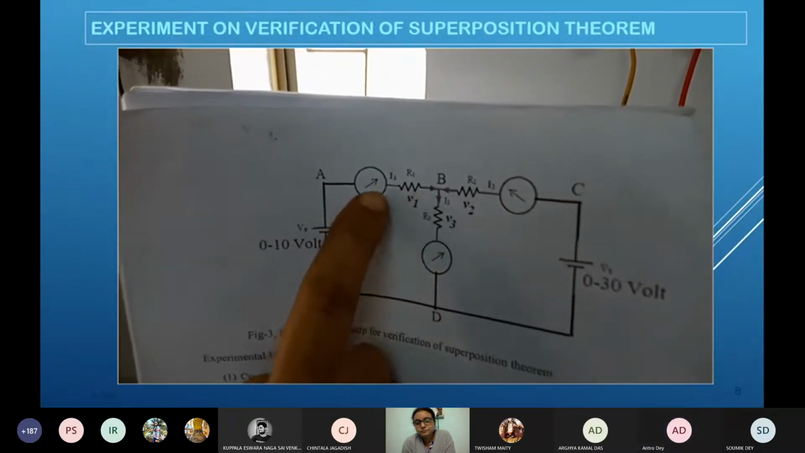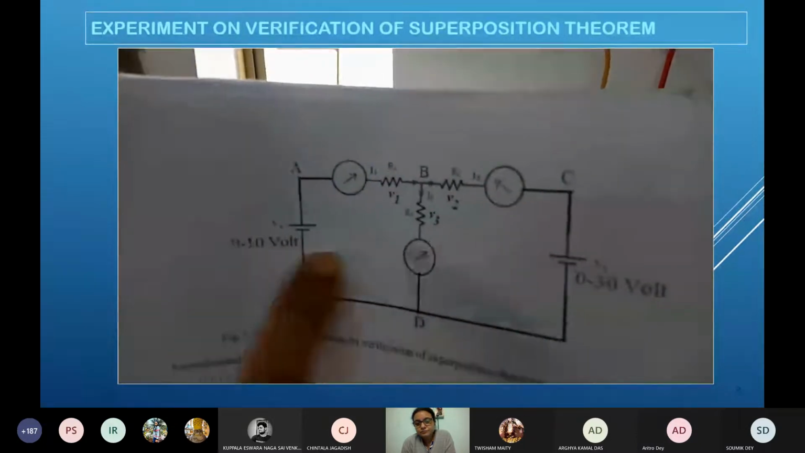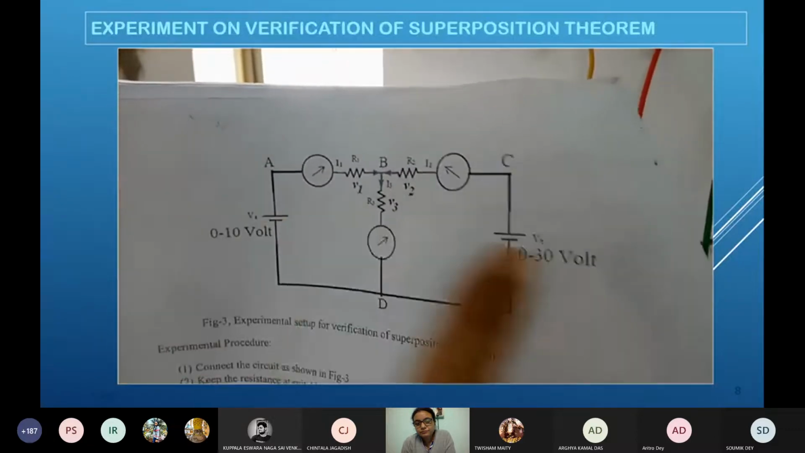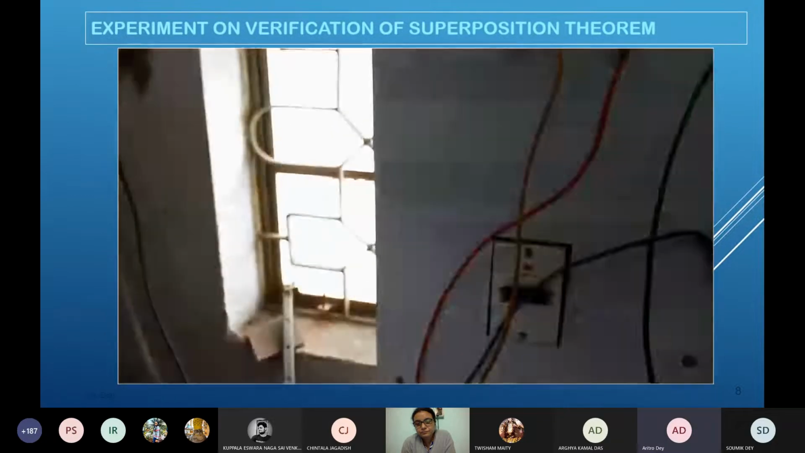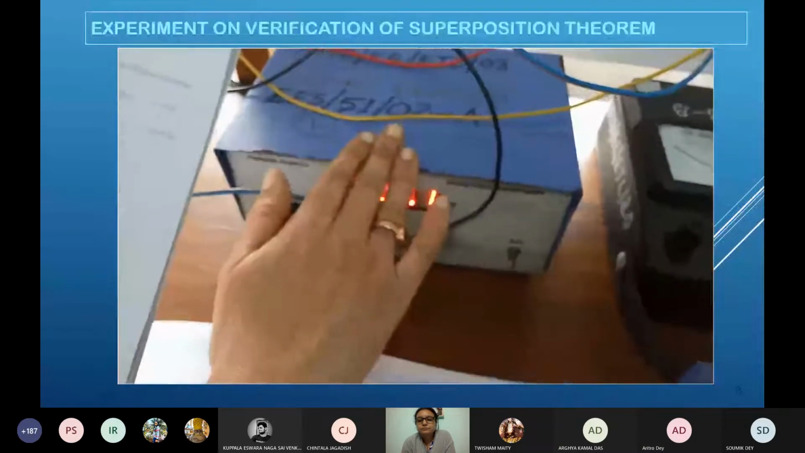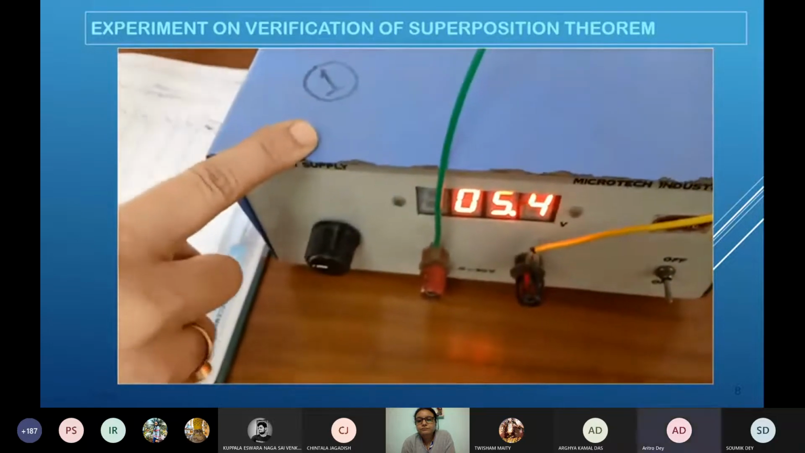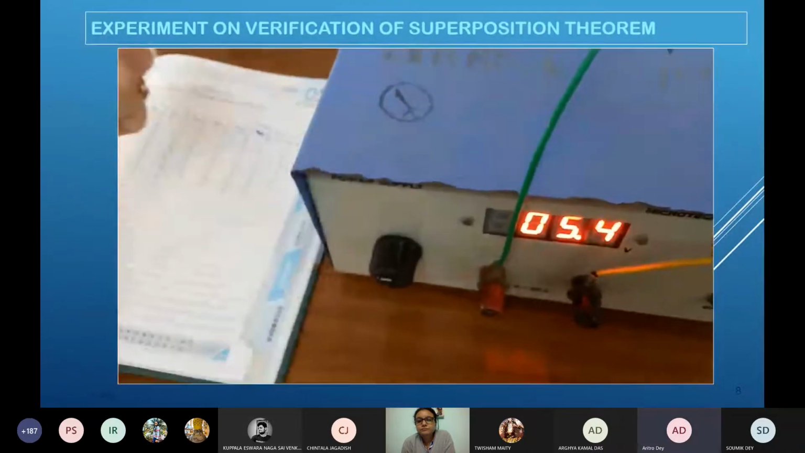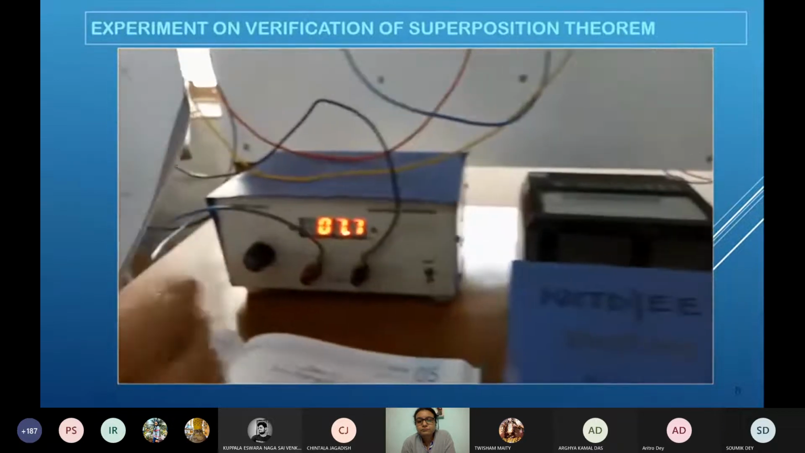These three branches carry the currents flowing through R1, R2, and R3, and there are two sources connected over here. One source is this, another is this. You can see here in the experimental setup, these are the two sources. The first source is showing 7 volt, which we are keeping, and the second source is 5.5 volt. Now I'm coming to the connection.